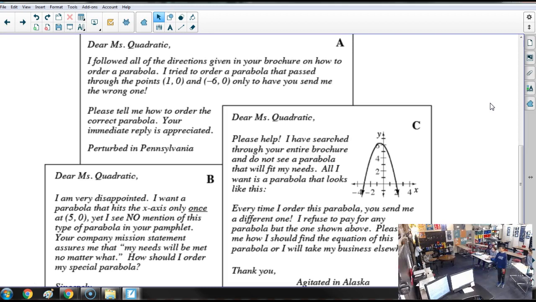All right, what about B? There's no y-intercept again. B says, I want a parabola that hits the x-axis only once. So what type of parabola is this going to be? Perfect square. We need a y-intercept, another point. Okay, what about C?